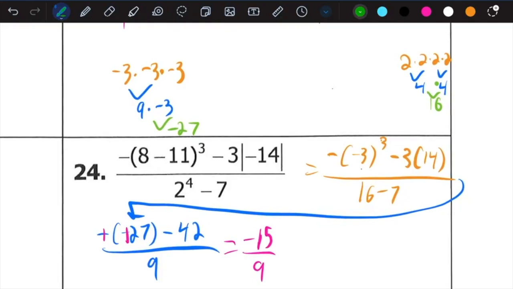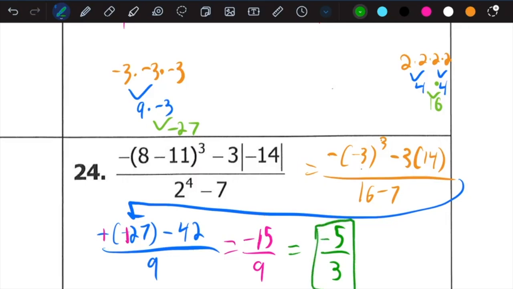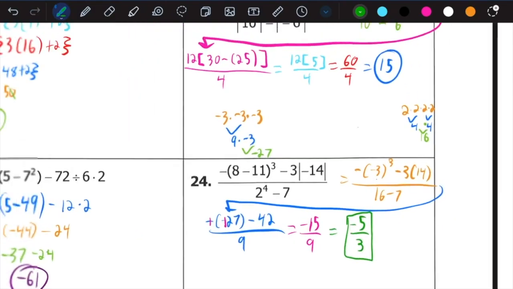Next, negative 15 over 9. 9 doesn't go into 15, but 3 goes into both numbers and makes it negative 5 over 3. I do want to note that whether you put the negative out in front of the 5, in front of the 3, or in the middle, it's all the same thing. Regardless, we have one fraction that is negative. We don't regard 5 over 3 as two different numbers, but as one number, and that number is negative.